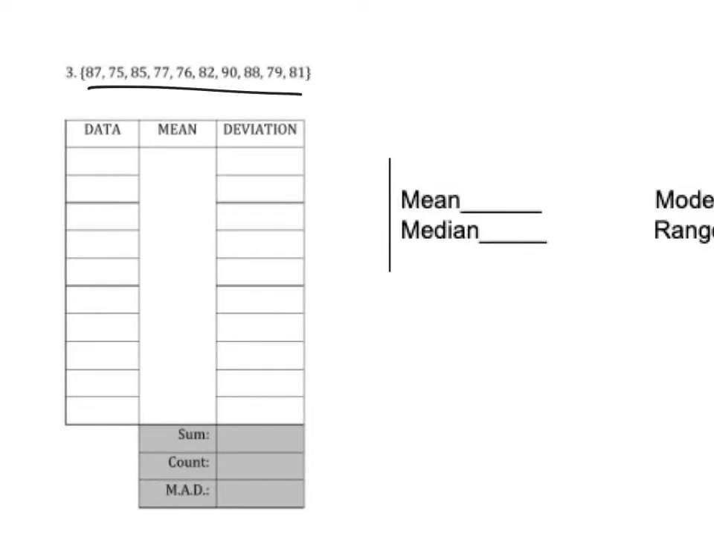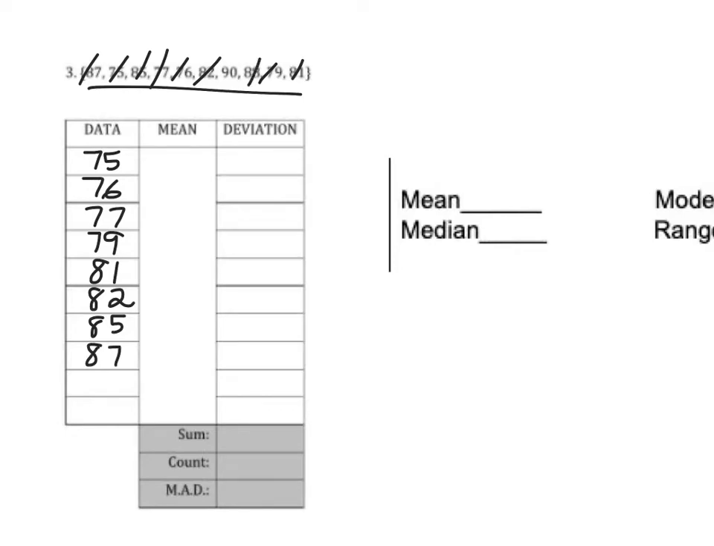So the smallest piece of data is 75, 76, 77, 79, 81, 82. Now, there's other formats to put this in, but this is just one that you might see now and then. 85, 87, 88, and 90.